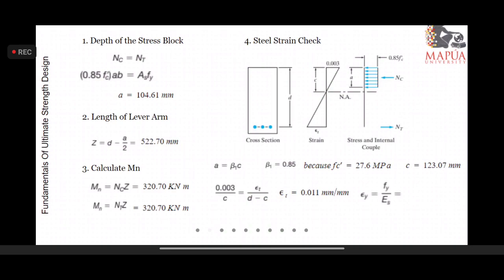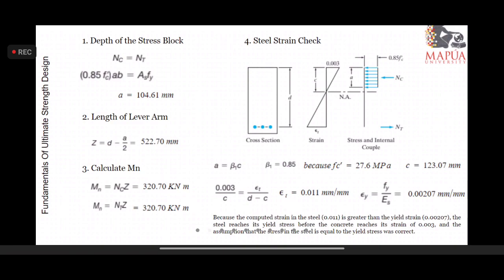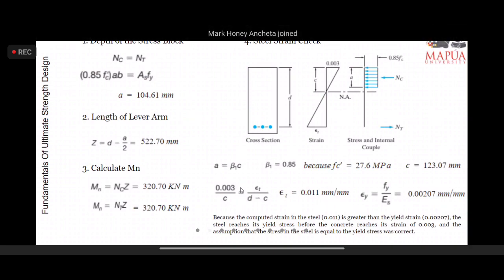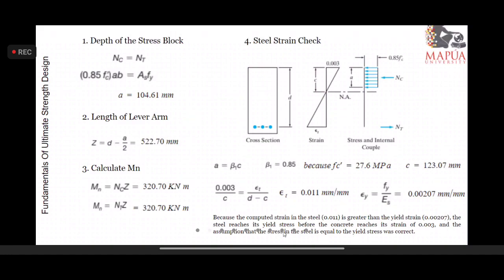And then we can deal with the strain, Fy over Es, that's the yield strain. So what's the indication of this strain? This is apparently greater than this one. Because the computed strain in the steel, 0.011, is greater than this strain, the steel reaches its yield stress before the concrete reaches its strain of 0.003. And the assumption that the stress is equal to the yield stress was correct. So that's illustration number one.